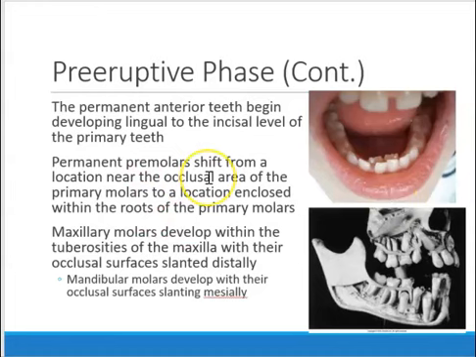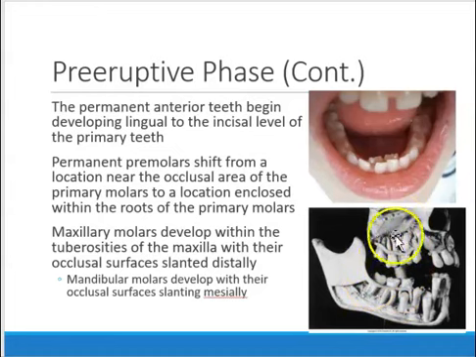The permanent premolars replace the baby teeth, the primary molars. So the primary molars are replaced by the permanent premolars. And then the molars, the maxillary molars and mandibular molars, just form at the very back. They don't replace any baby teeth. They don't replace any primary teeth. They just get formed at the back.